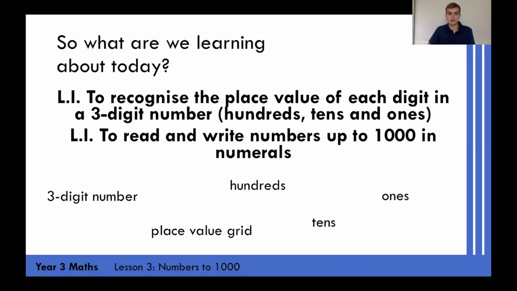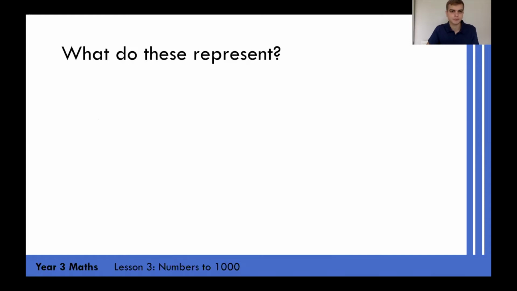We're going to definitely be using the words place value grid to show what digit represents hundreds, what digit represents tens, and what digit represents ones. And we're going to be using the words hundreds, tens, and ones. Fantastic. Super. So what do these represent then?